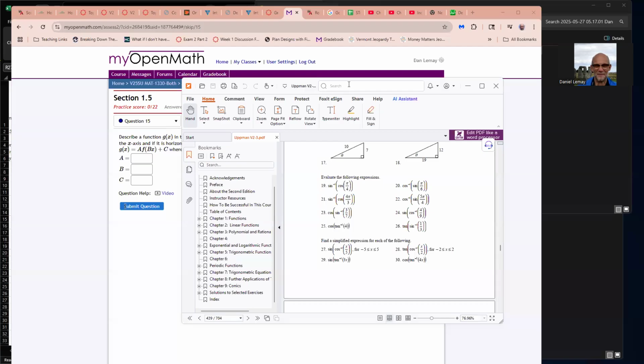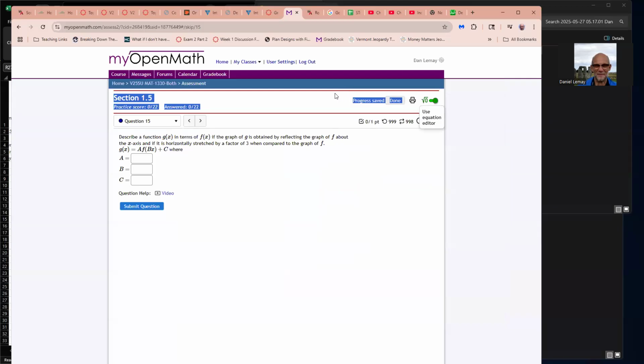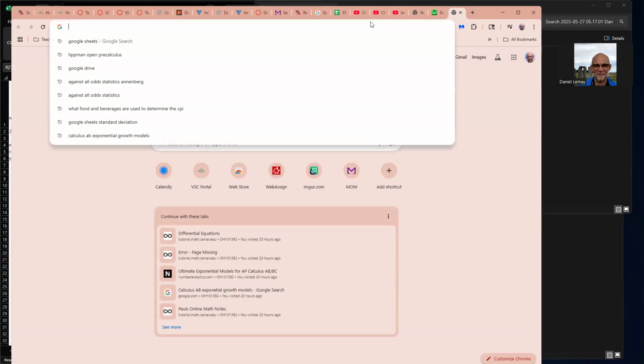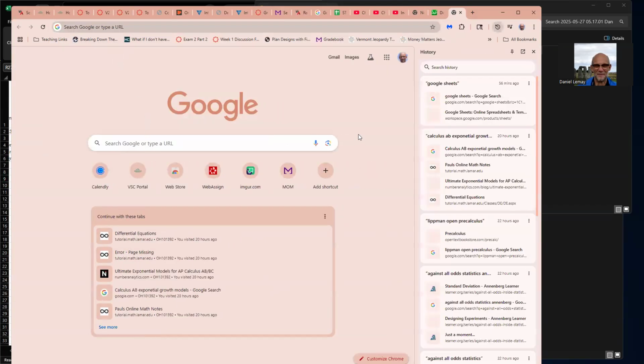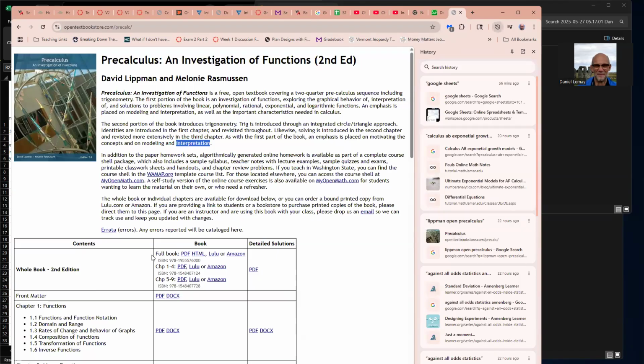Okay, so I'm in the PDF of the Lippman book. You know how to get to it, right? I've got it linked in the course, but if you just Google Lippman Open Pre-Calc, it takes you right here, and then you can download the PDF of the full book for free. It actually looks pretty good, I think. Let me maximize that, come back to Zoom, and share my screen.